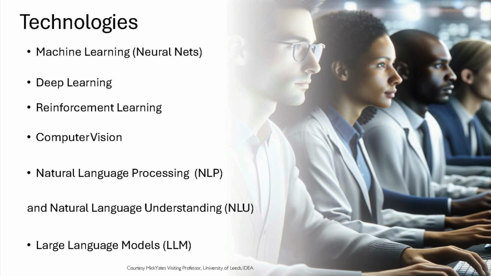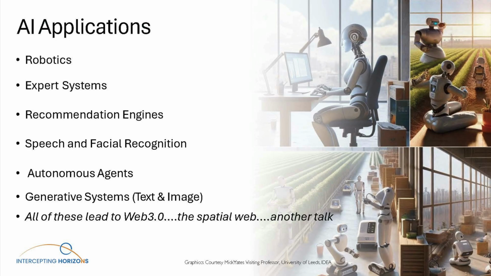The applications: robotics, expert systems, recombination engines, speech and facial recognition, which we all are aware of, autonomous agents coming to a pocket near you, your buddy. Going to go out there and do everything that you would do for you. Although making toast isn't on top of my list, but you get the idea. You'll be able to do something with it and use it. Generative systems, text to image. That was basically that train. We're already there. Going from text to the image to the video now.